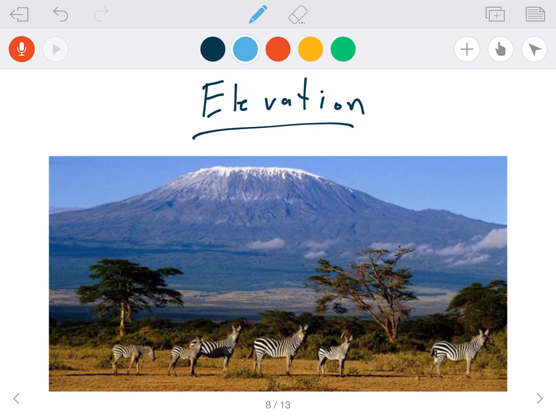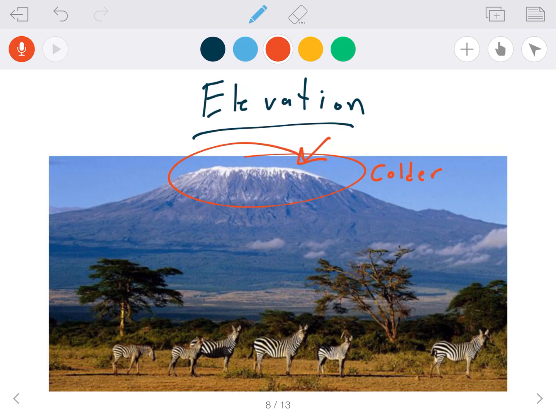Elevation. So maybe you know this one, and maybe you could just see it straight from this picture. This is Kilimanjaro in Africa, where the bottom is a suitable climate for animals such as zebras. They live in the warm African savannas. But at the top of Mount Kilimanjaro, you'll see that there is, in fact, snow. So elevation causes colder temperatures at the tops of mountains.